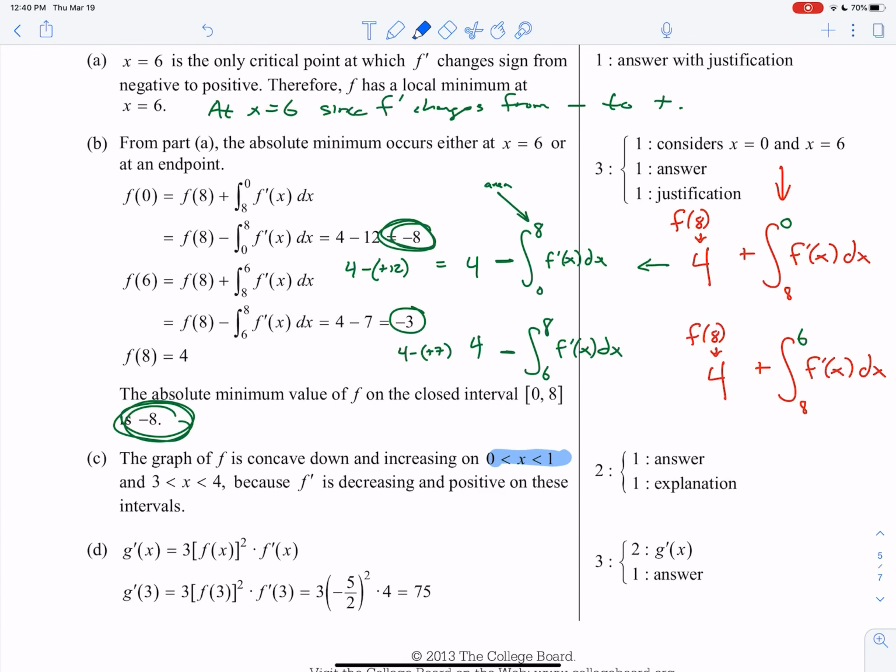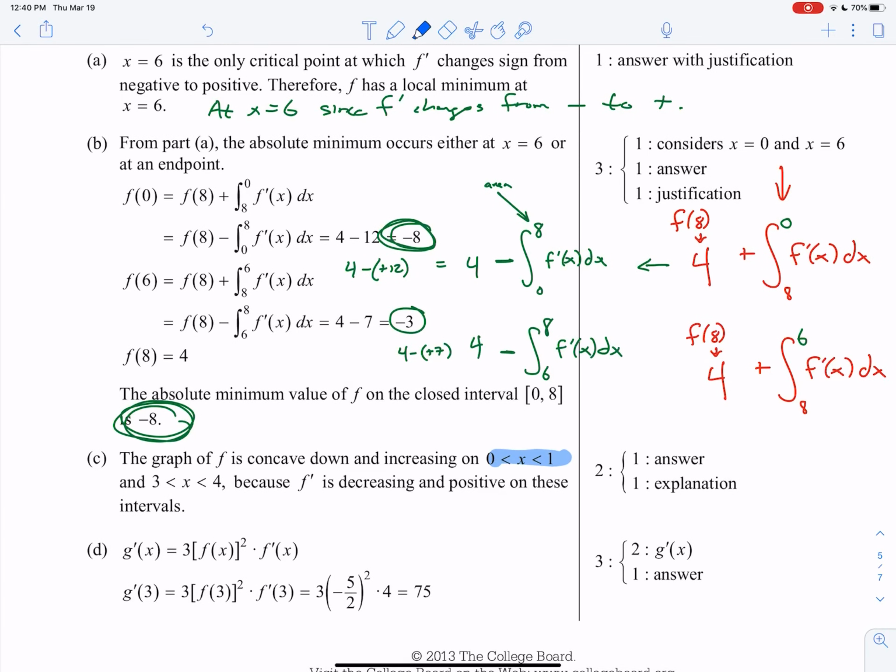They wrote it as an inequality notation. I think most of you guys would just write from 0 to 1, union 3 to 4. I think that's just easier. But make sure that you explain it. Since f prime is decreasing and f prime is greater than 0. That's basically all we did there. We translated it. Okay? Here's the last one.